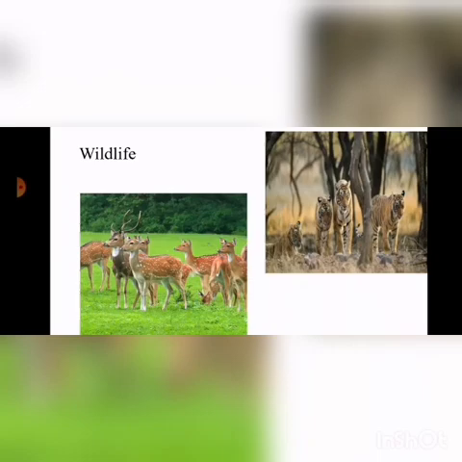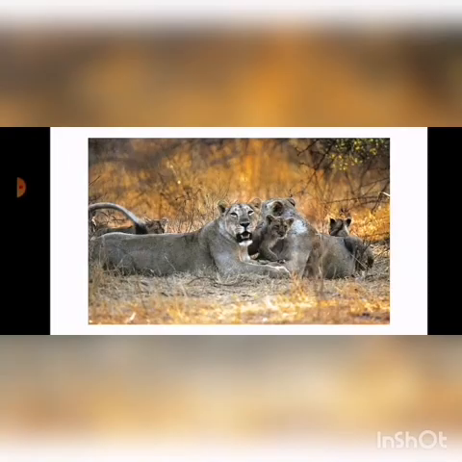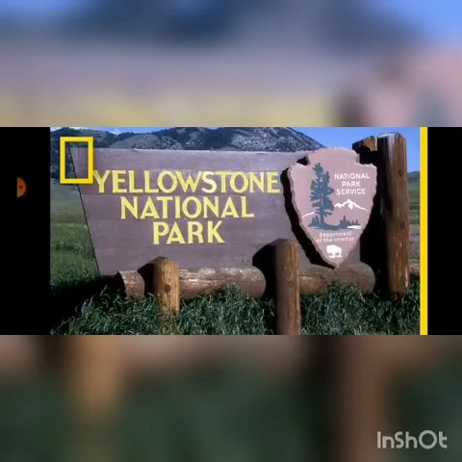Some sanctuaries focus on conserving a particular species. For example, Jawai Leopard Sanctuary, which is in Rajasthan. Okay.